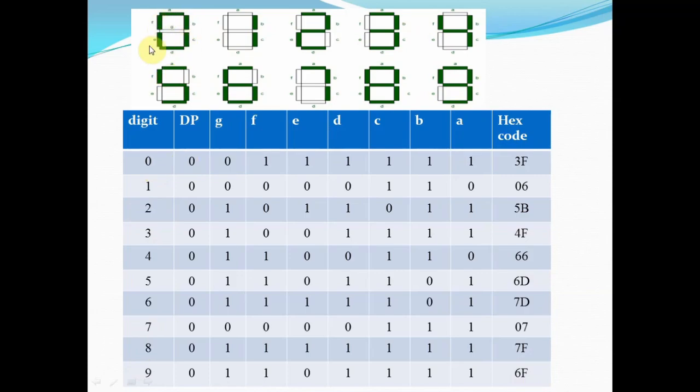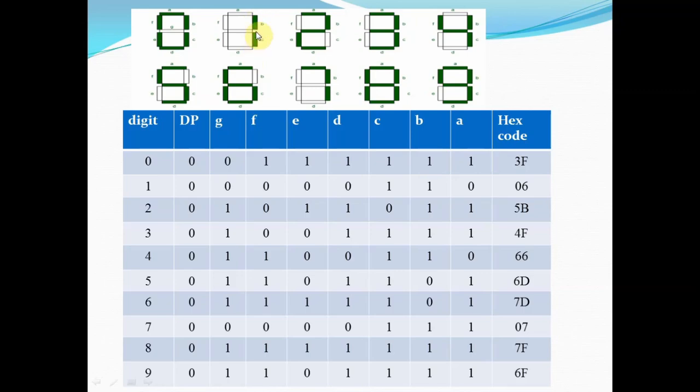For the number 0, you can see that except G, we want all the segments to be in the on condition. And as it is a common cathode, for the segment which you want to turn on, you have to apply 1 on it. So for G and the decimal point, because I don't want to glow the decimal point here, I have written 0, and for all others I have written 1. Now if you calculate the hex code, it comes out to be 3F.